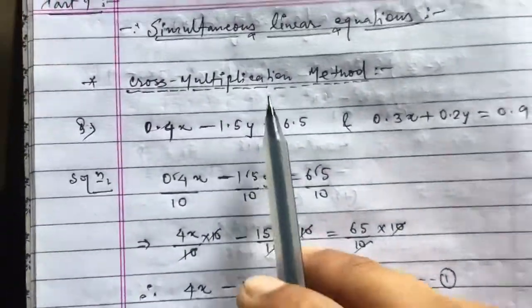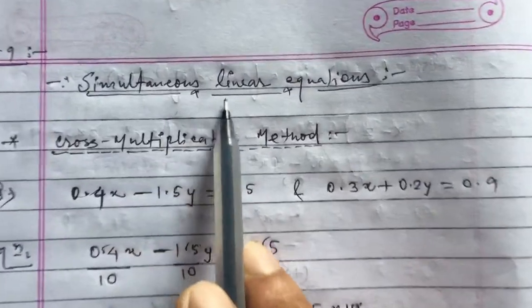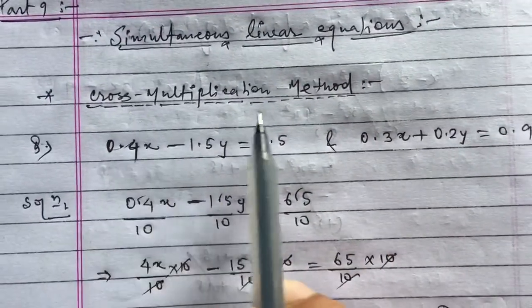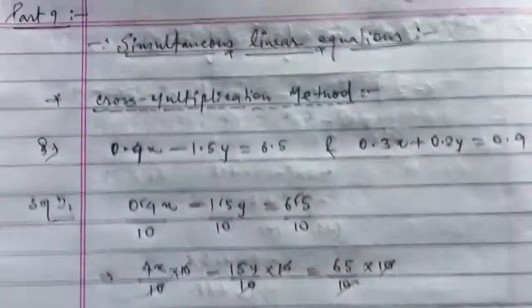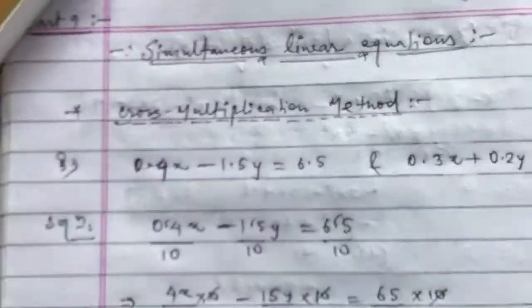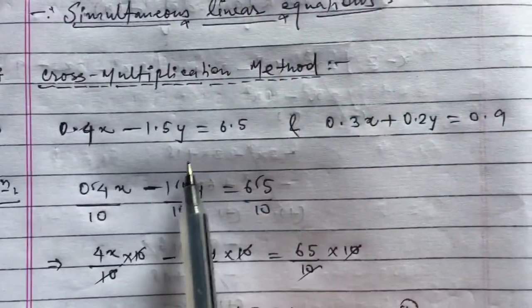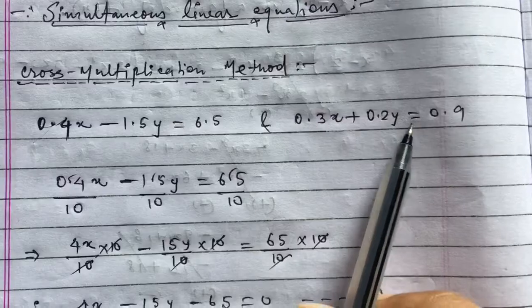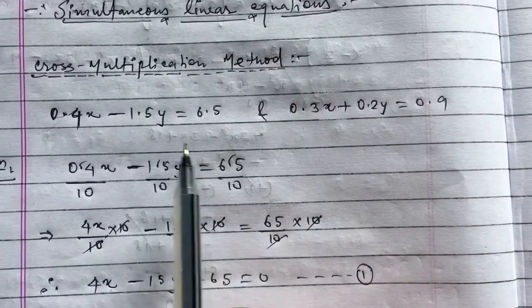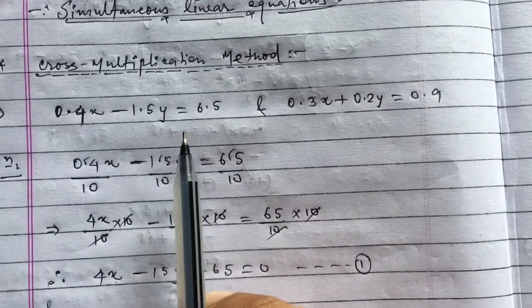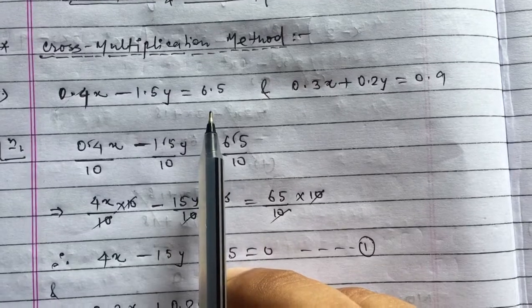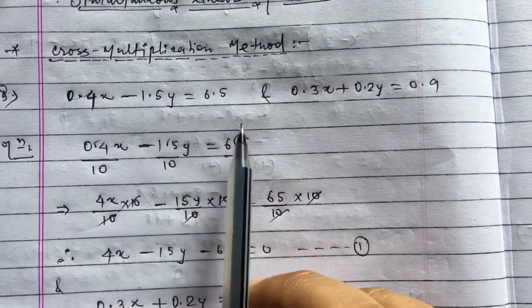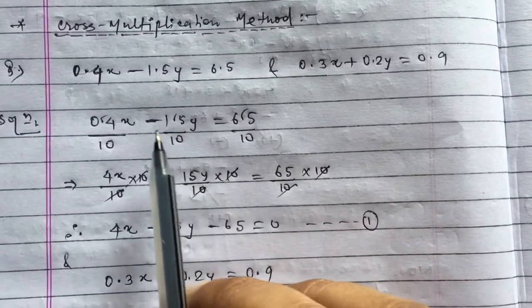Now see, the simultaneous linear equation, so the cross multiplication method. Now the question is 0.4x minus 1.5y is equal to 6.5, and 0.3x plus 0.2y is equal to 0.9. It means the coefficients of x, y and the constant terms are in decimal form. So no need to worry about this. So try to change it.